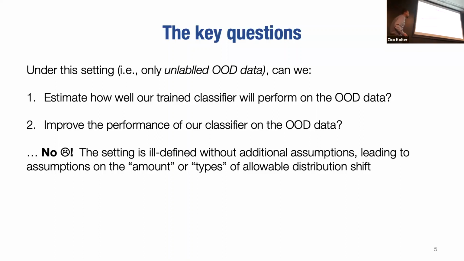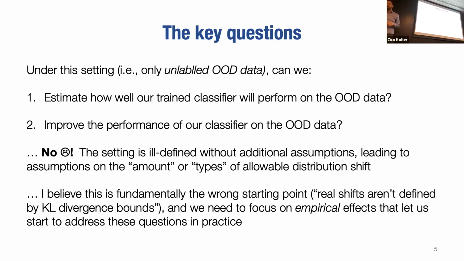What this typically leads to is for us to build assumptions about the amount of shift that we allow, or some notion of distributional distance between our target domain and our source domain, our in-distribution data and our out-distribution data. And the meta point that I want to make in this talk is that I find these approaches fine, but kind of unsatisfying.